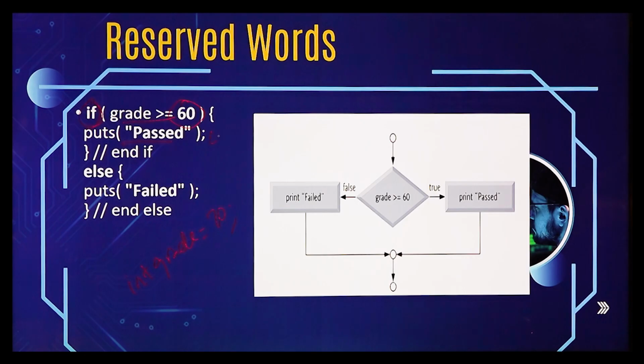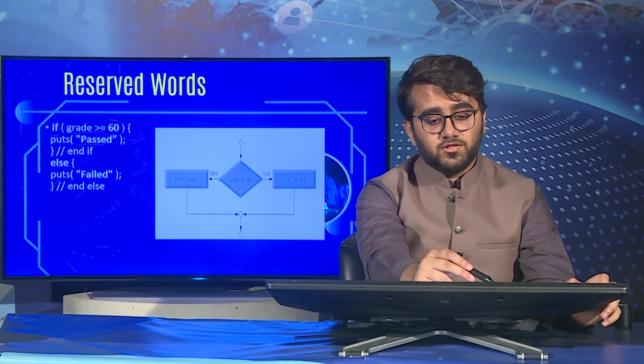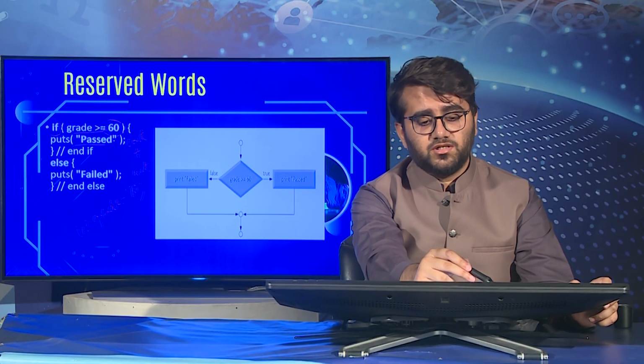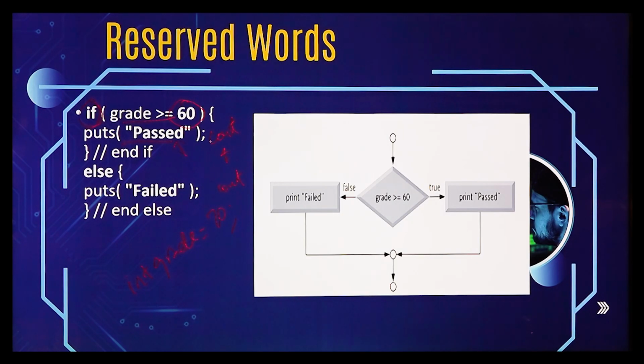Here it is giving you the code or the keyword of C. You can also replace it with the code of C++, cout. Instead of puts, you have to use cout. So we will check whether the value of grade is greater than 60 or it is less than 60. If it is greater than or equal to 60, then that person has passed. Otherwise, that person has failed.